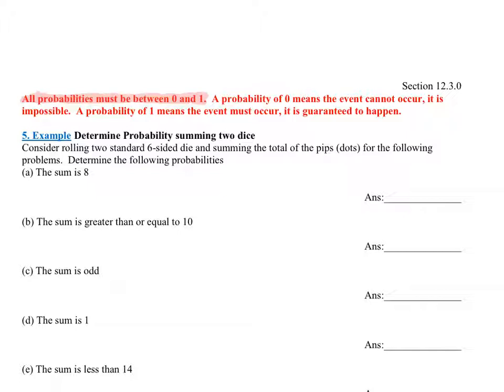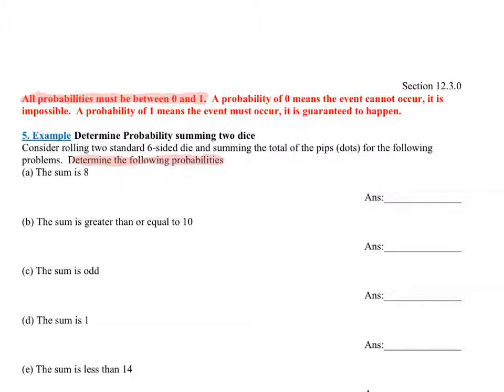So anytime you get an answer for probability, if it says determine the following probabilities, whatever your answer is has to be a number with value between 0 and 1. Remember, 0 means it can't happen. 1 means it has to happen. Okay, so let's move on to the next example.